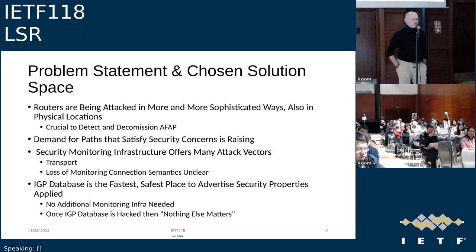The problem with this kind of stuff is that the transport of such infrastructure and all the involved complexity is itself prone to sophisticated attacks. So basically the attack vector gets even wider. And if you lose the monitoring infra, the semantics are unclear. It's not clear what it means, right? Did the infra get attacked? Is the router down? Is it just a blip, right?